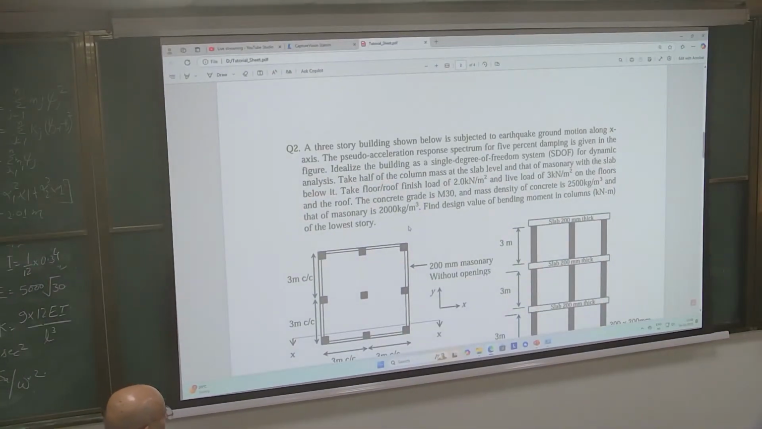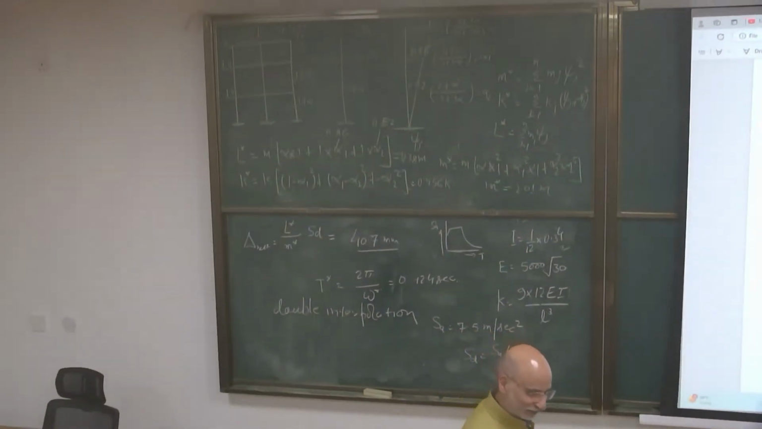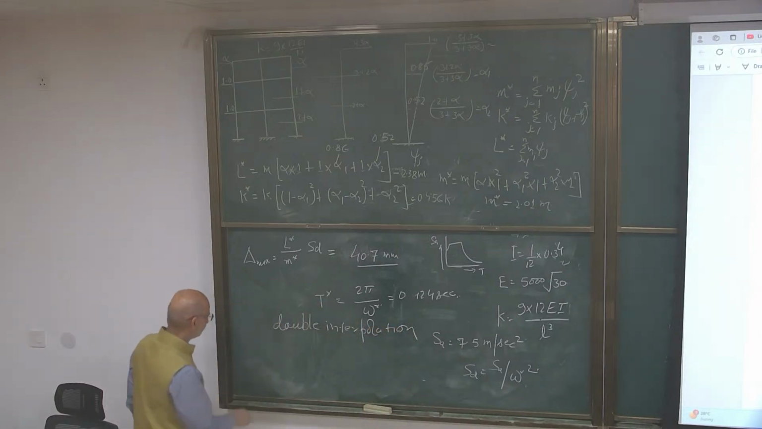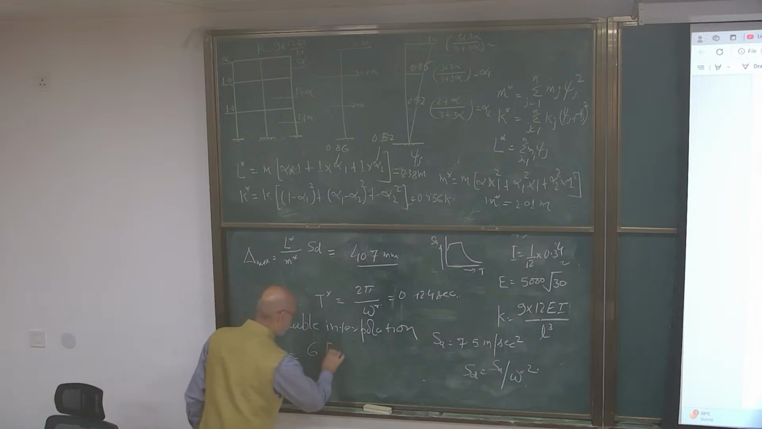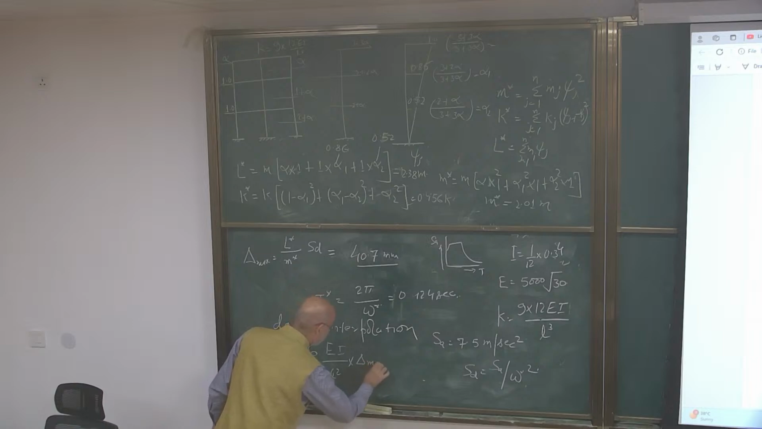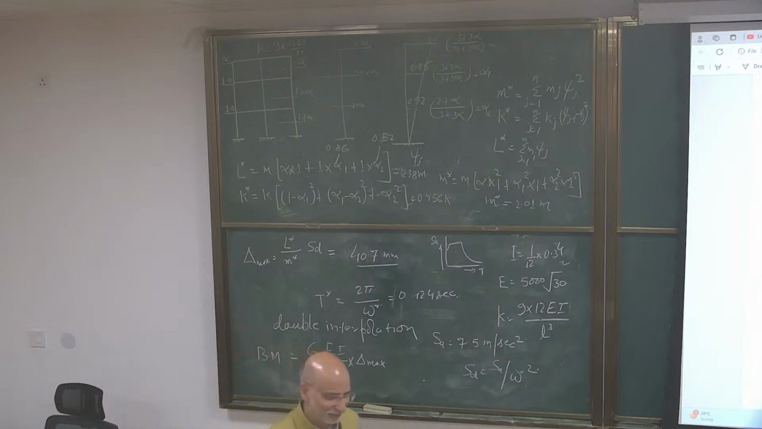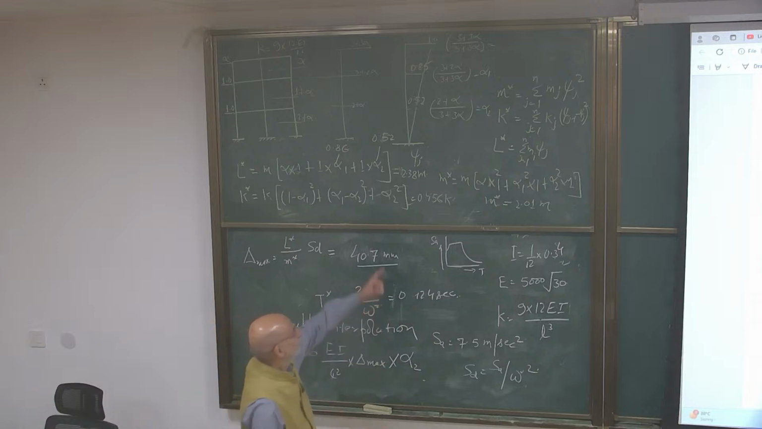Yes, stop it. Now, the task is to find the design value of bending moment in the column of the lowest story. Why the lowest story? Maximum. Yes. So this displacement has come. So how much bending moment would there be? 6 EI. Anything else? Because this is the displaced vector.